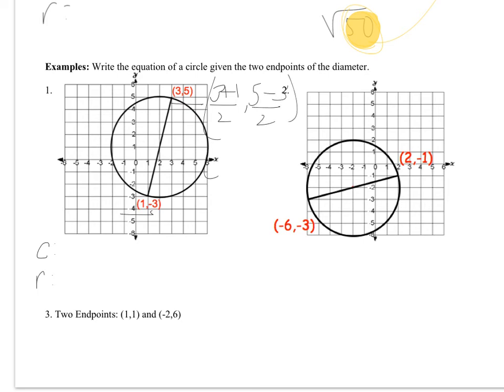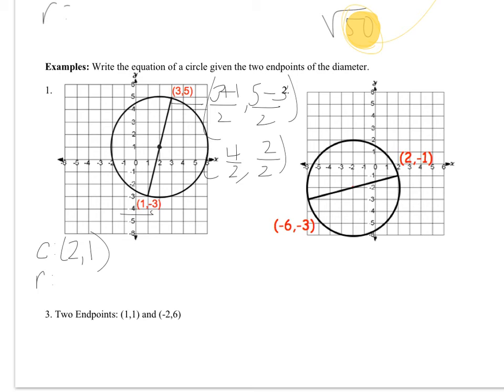3 plus 1 is 4, so 4 divided by 2. 5 minus 3 is 2, so 2 divided by 2. So my center is (2, 1). And it's always good habit to actually go and try to plot this, (2, 1), and make sure that looks like the center. Yep, it does.